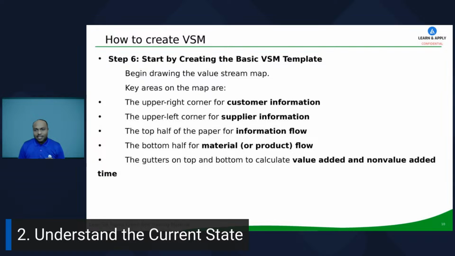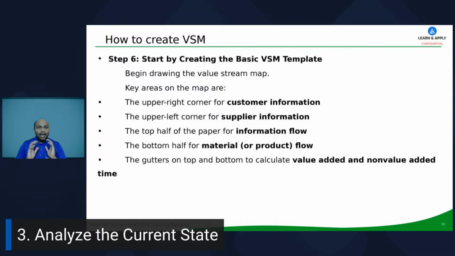Once you identify this, the next step is we need to put that entire data systematically into the current state, and we need to do the analysis of it. For that purpose, we need to use the VSM template. We need to begin drawing the value stream map. There are 4 important areas that we need to add. The first one is the upper right corner, which is designed for customer information. The upper left corner is for the supplier information.